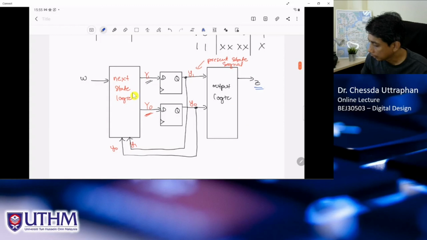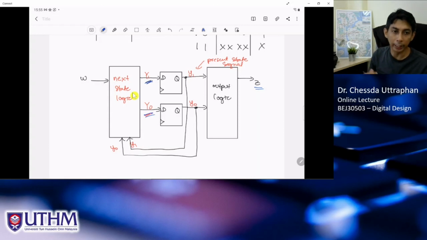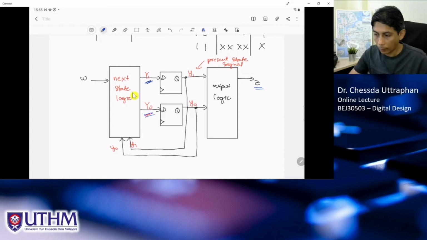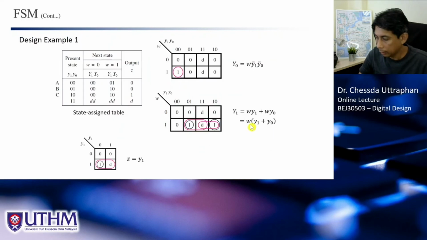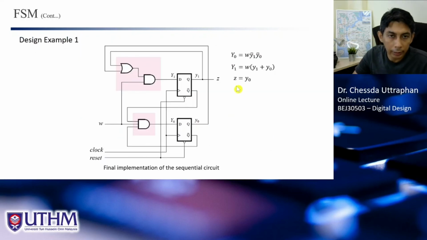Right? So now we have all the equations. We have Z, we have capital Y1, we have capital Y0. So now we can create the circuit. So the circuit for Y1 is this W, Y1 plus or Y0. So this is W, this is Y1 or Y0. So we have Y1.